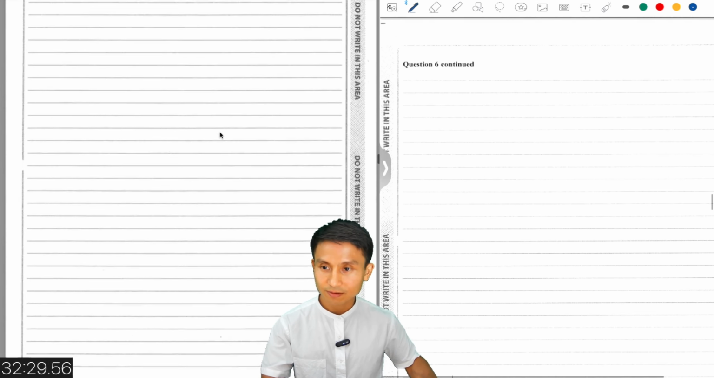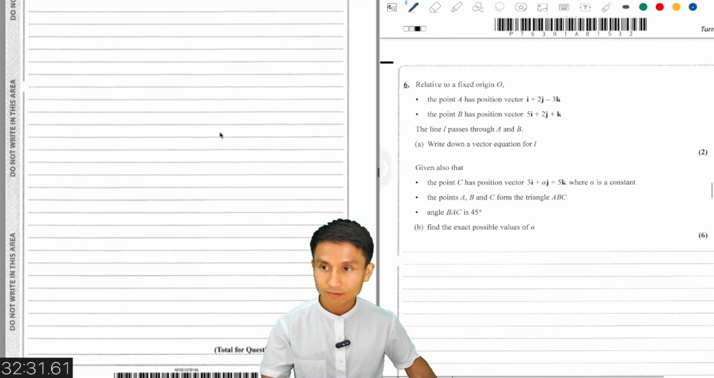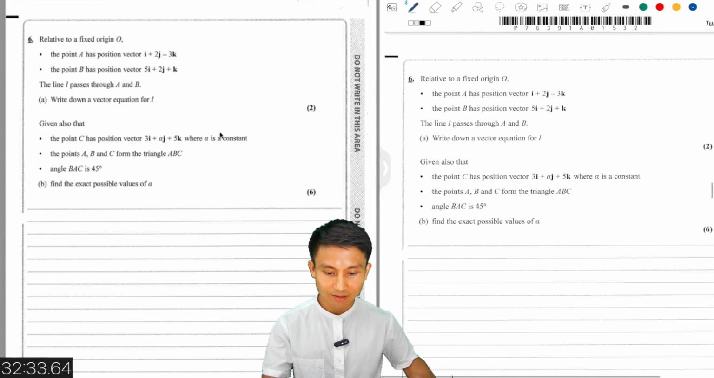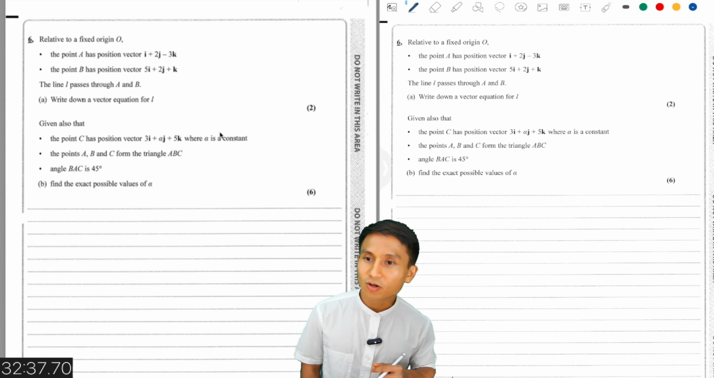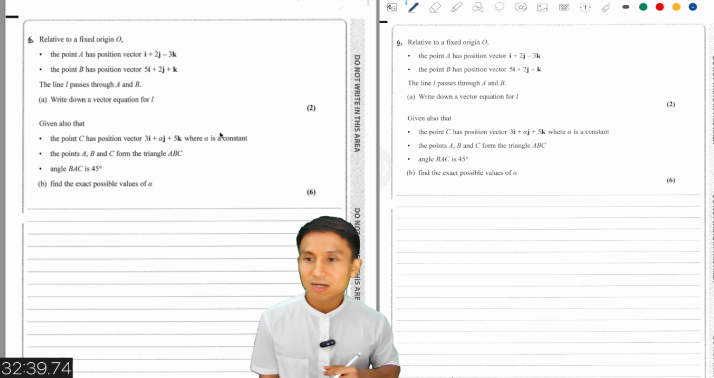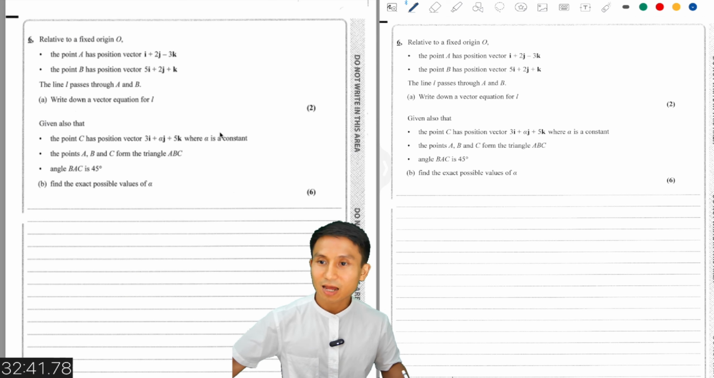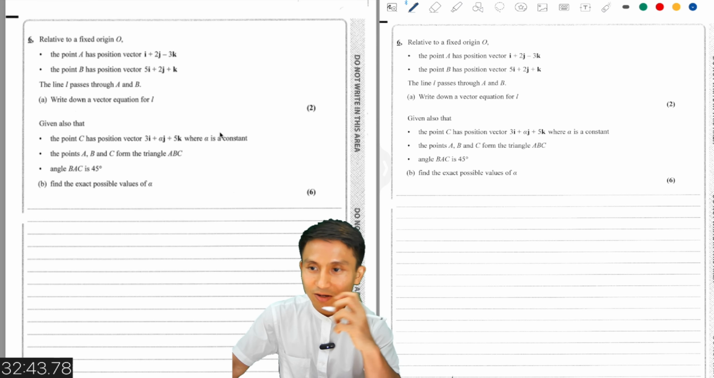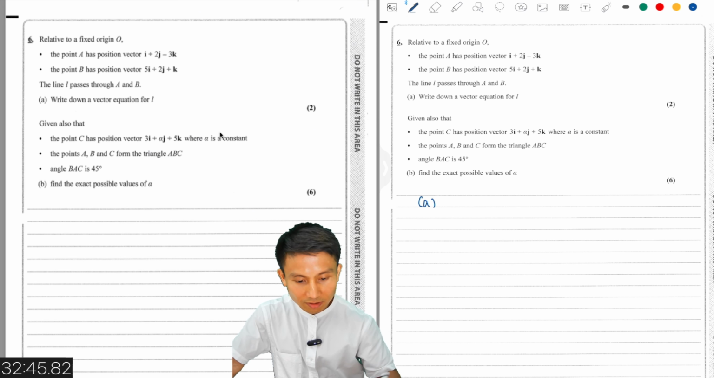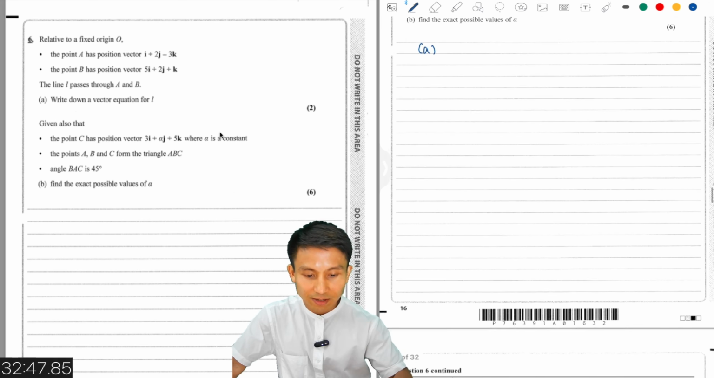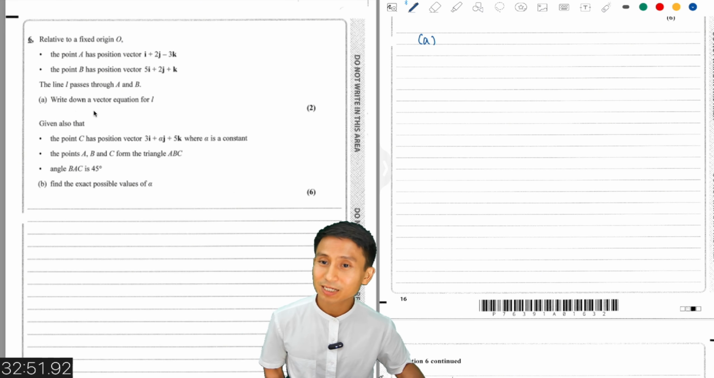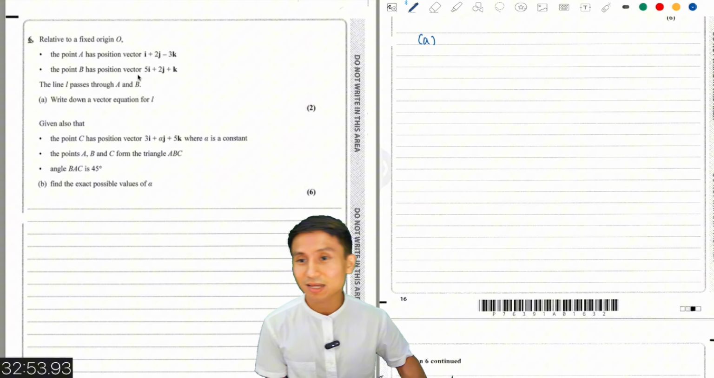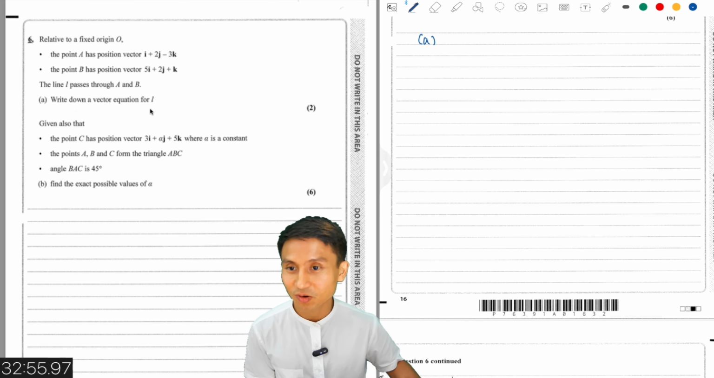number 6, right? Here. Vectors. Okay. Relative to a fixed origin, a point A has position vector of that, point B has position vector of that. The line L passes through A and B. Write down the vector equation for L. Okay, vector equation for L. Write down? Okay. Yeah, we need some calculation here. It's not like it's too obvious so that you can answer already here.